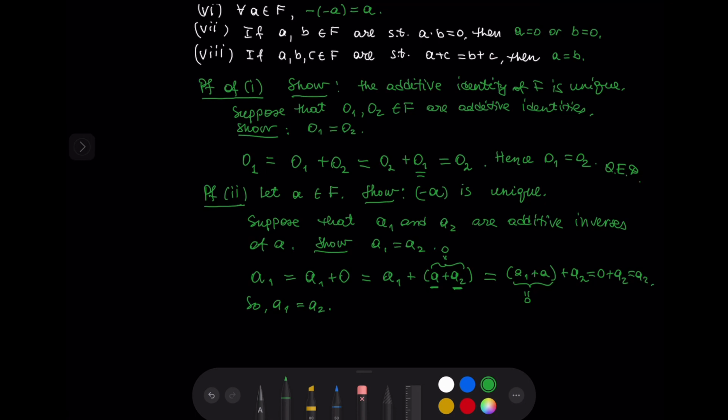So A1 is equal to A2, just as we wanted to show. And I'm going to leave it to you to show that the multiplicative inverse of every non-zero element of F is unique. The proof is very similar. QED.